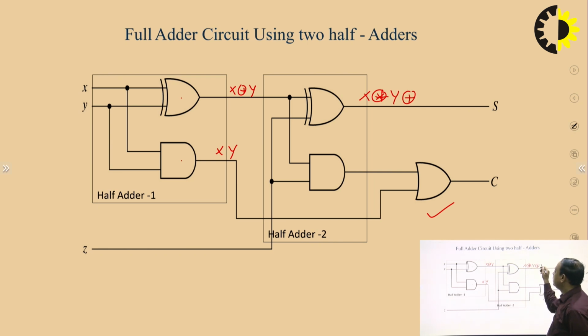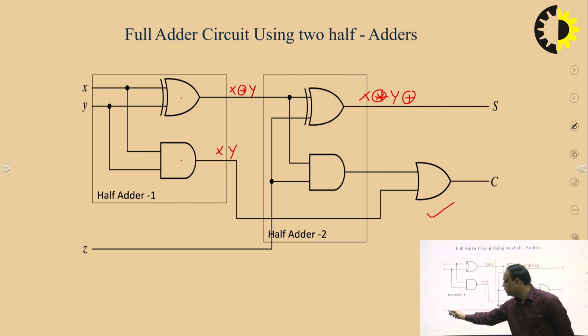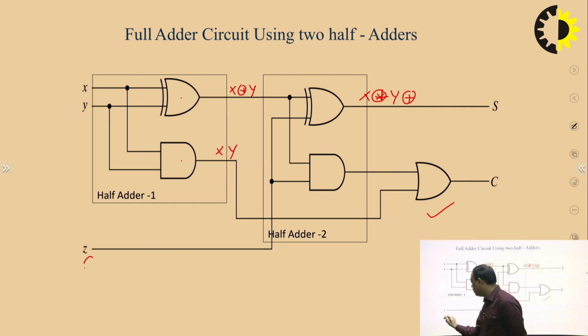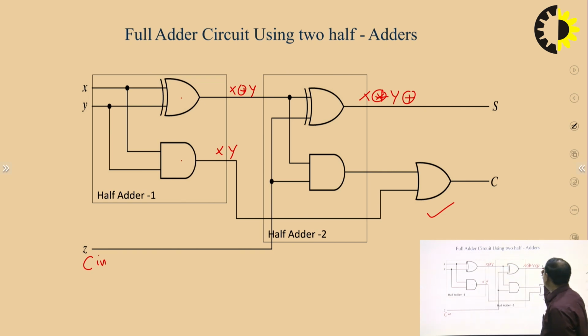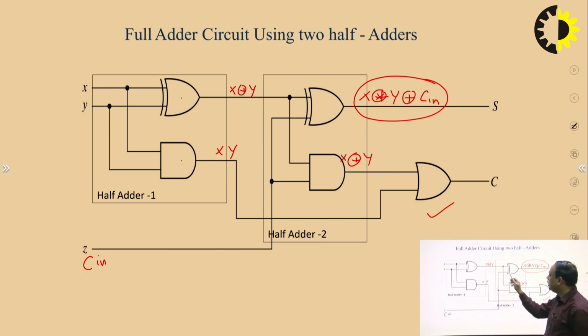XOR z. Z is nothing but C in, carry in. So y XOR C in, or we can take z as the C in input. Okay, so this is the sum. This is again the function of the full adder, the XOR of 3 variables, and for the carry output, this is coming over here, x XOR y, which is multiplied by C in, and this is the output.